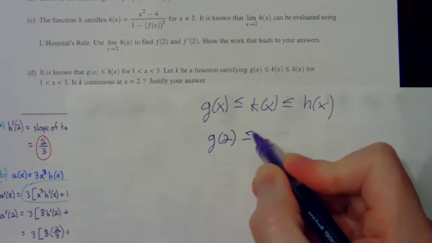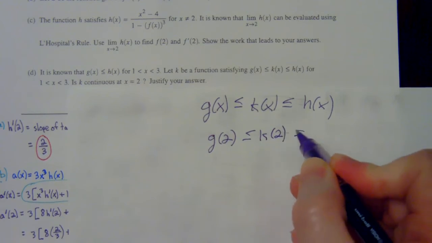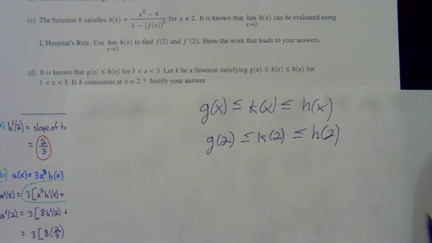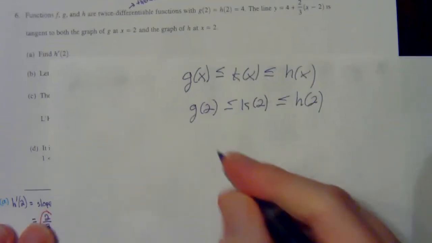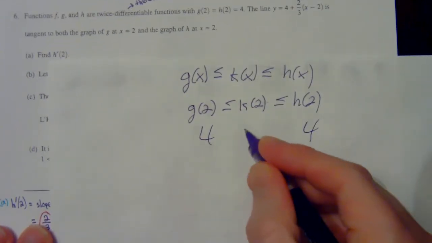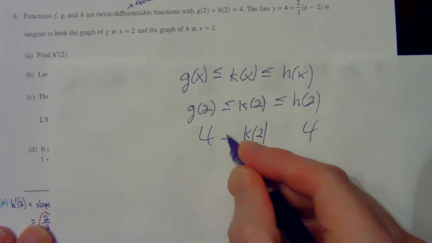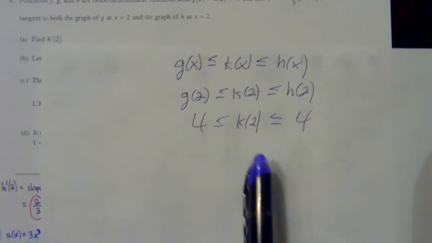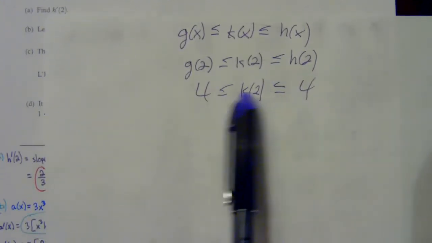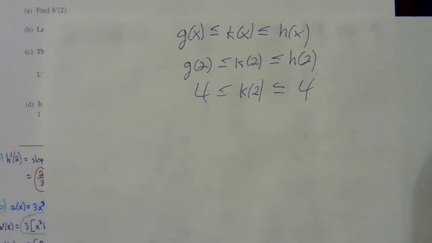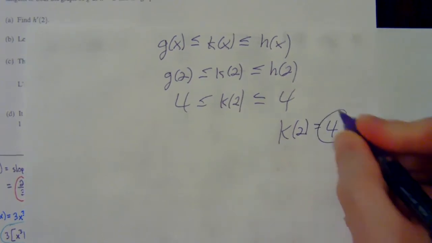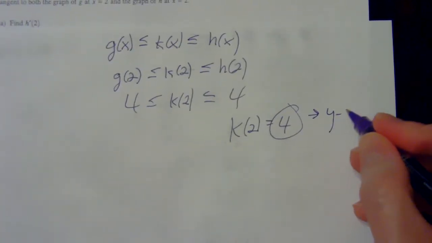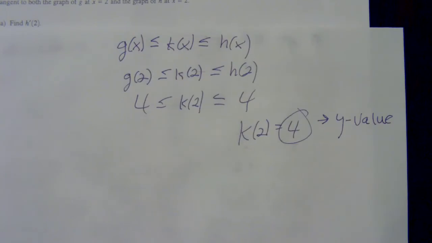So we'll say g of 2 is less than or equal to k of 2, is less than or equal to h of 2. And up here, it tells us that g of 2 and h of 2 are both equal to 4. So if I put a 4 there and a 4 there, and I don't know what k of 2 is equal to, well, it says k of 2 is sandwiched in between 4 and 4. So if you're in between 4 and 4, that means k of 2 is equal to 4, which is your y value.